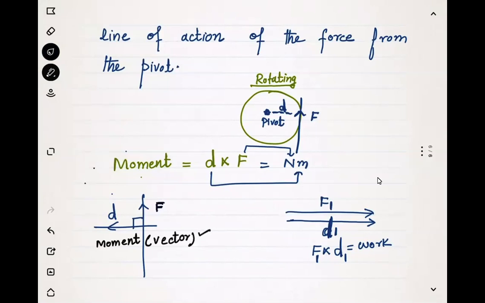The moment, which is the product of two vectors, is also a vector. So moment or torque is a vector quantity. Its unit is Newton meter, which cannot be written as joules because by definition it's not energy, it is the rotating effect.